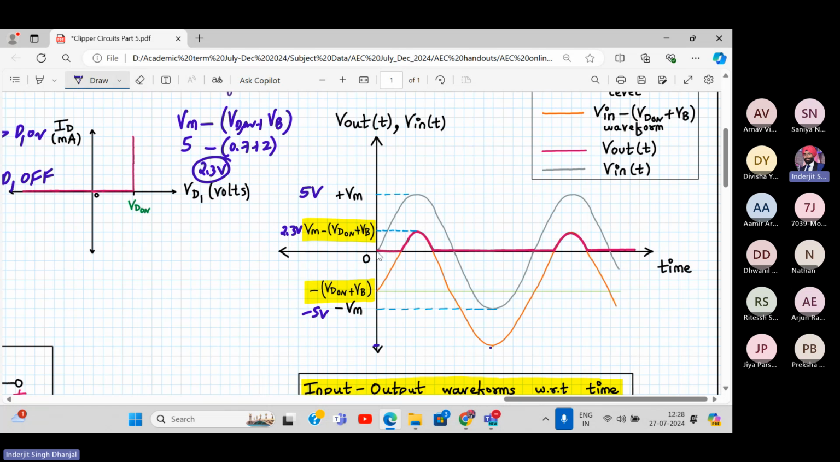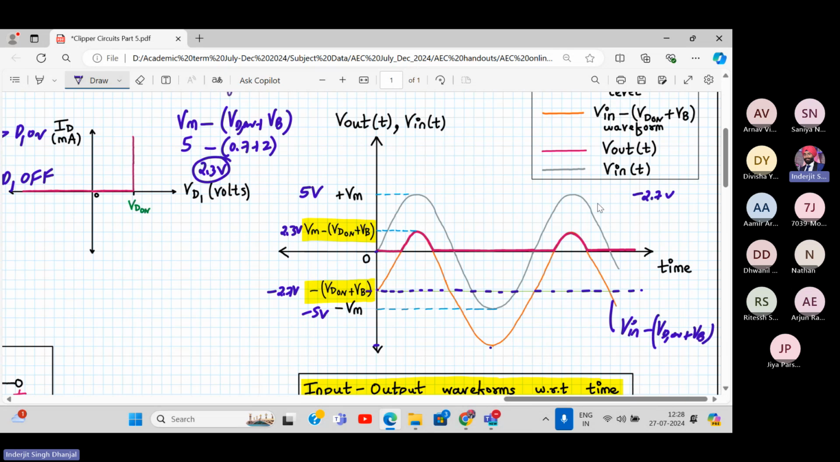So this is V in, right? This is starting from 0. Whenever V in becomes 0, calculate this level. It will be minus 2.7, right? So this point will be minus 2.7. So with respect to minus 2.7, this is the clipping line now. With respect to minus 2.7, you will draw a sinusoidal waveform like this, the orange color one, with respect to this gray color input waveform. So this waveform is V in minus VD on plus VB. Are you understanding? And this waveform is just V in. So the V in minus VD on plus VB is tracking the input, but with a shift of 2.7, minus 2.7. Okay, so the entire waveform is shifted 2.7 down.